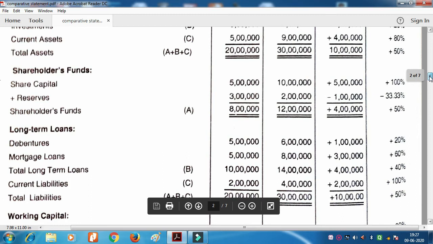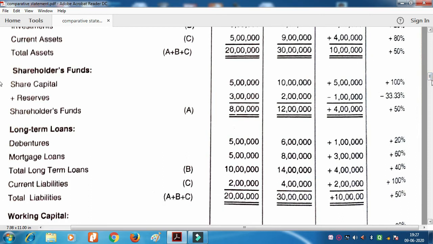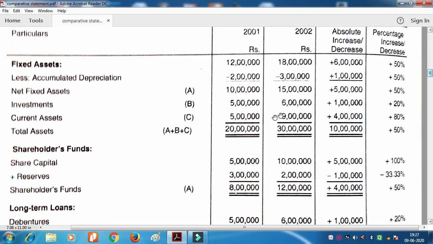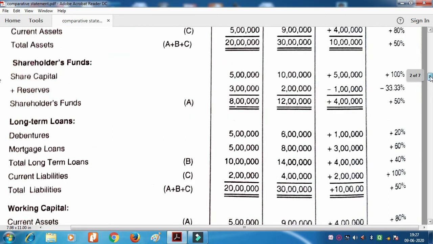So in this way we will find out all this percentage. You can see total asset became 20 lakh and in 2002 it became 30 lakh. So net increase is 10 lakh. So 10 lakh divided by 20 lakh becomes 50%. I hope you have understood up to this.